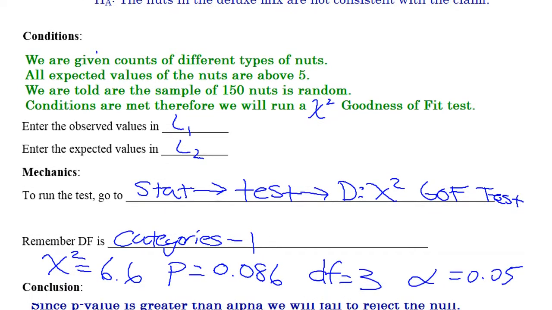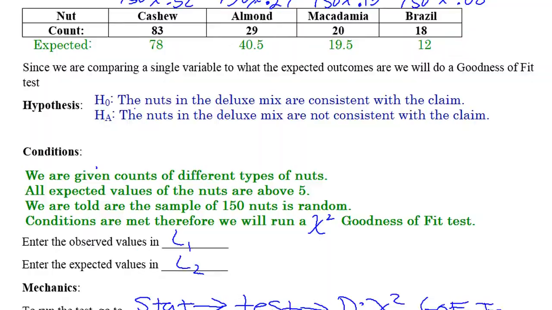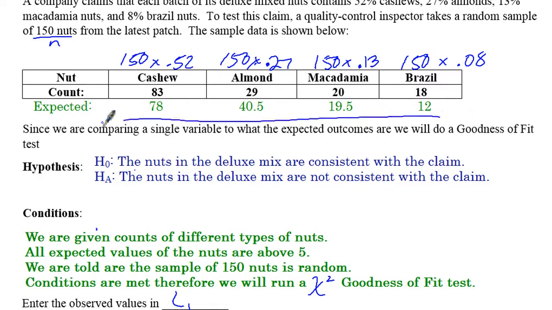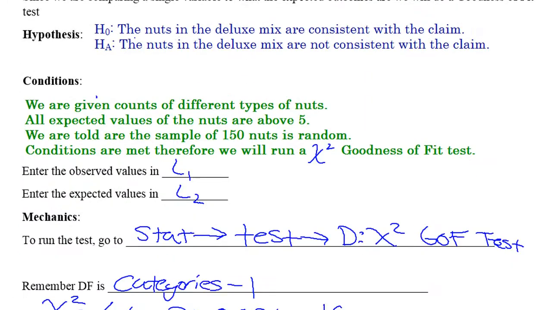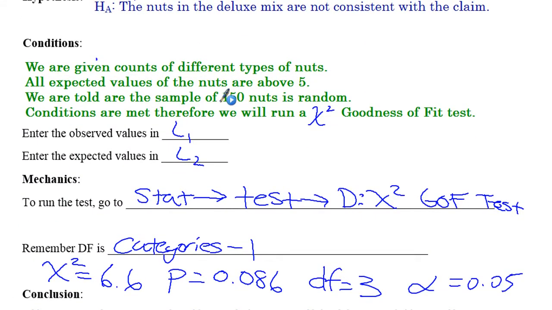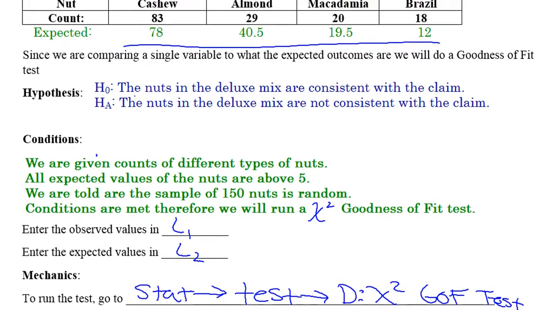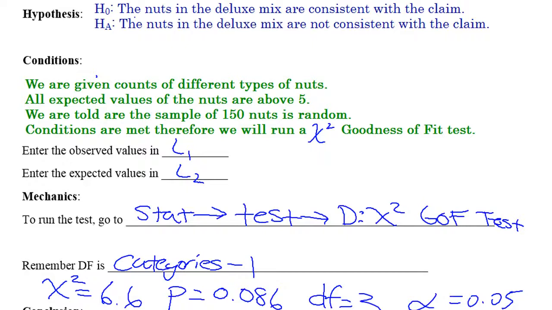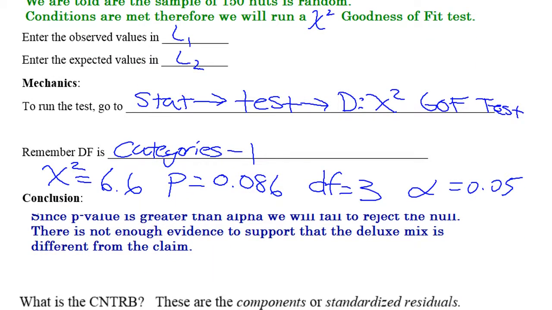So for our conditions, what are we given? We're given the different count of the types of nuts. All of our expected values were above 5, so you do need to list out the expected values, so that is right here. So make sure you're listing those out. And then here we're told that the sample of 150 nuts is random. Conditions have been met, therefore we will run a chi-squared goodness of fit test. And so what you're going to do on the calculator is enter this into list 1 and list 2. The observed goes in list 1 and the expected goes into list 2.